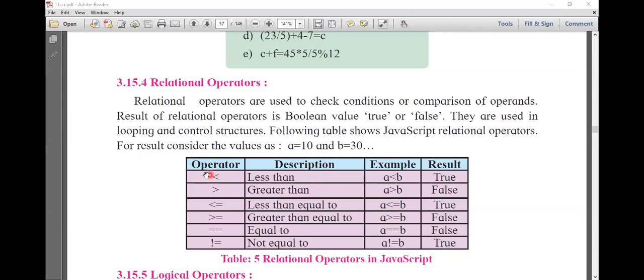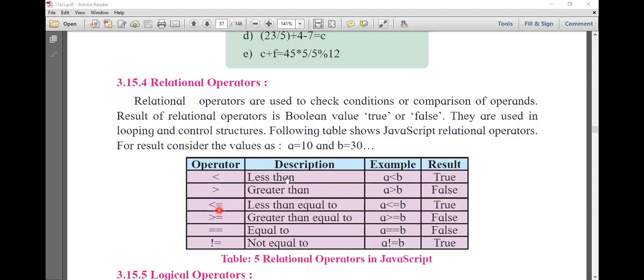Okay, here is the less than sign, here is the greater than sign, here is the less than or equal to sign. Either it might be less than or it might be equal to. If it is, then your answer is true. If it is not, then the answer will be false.